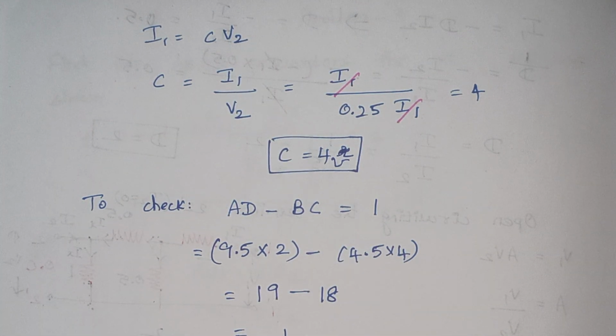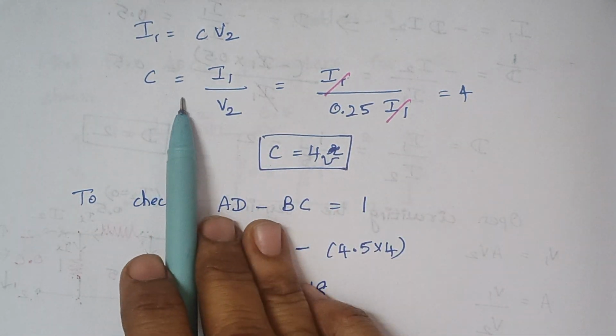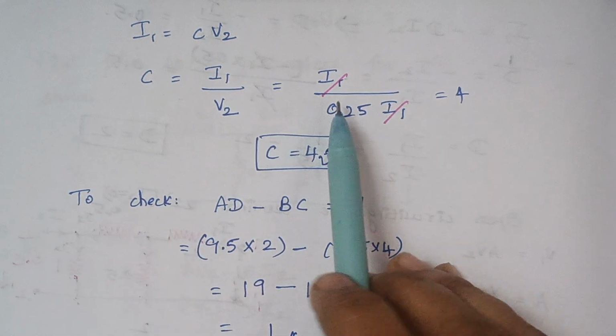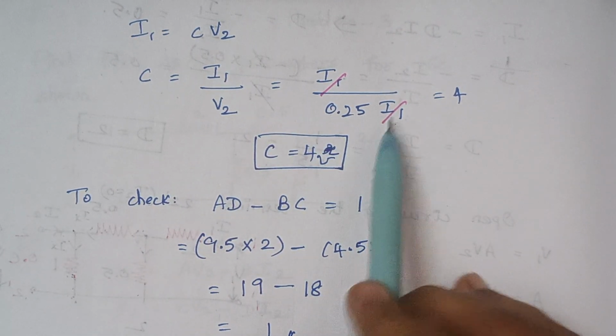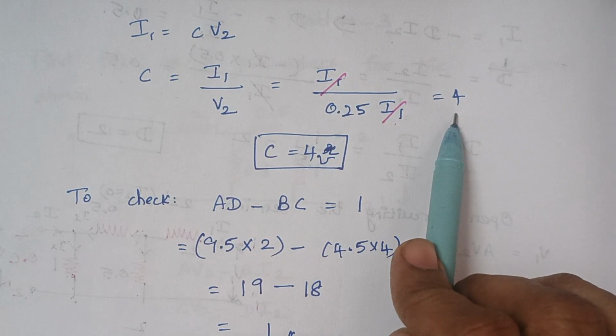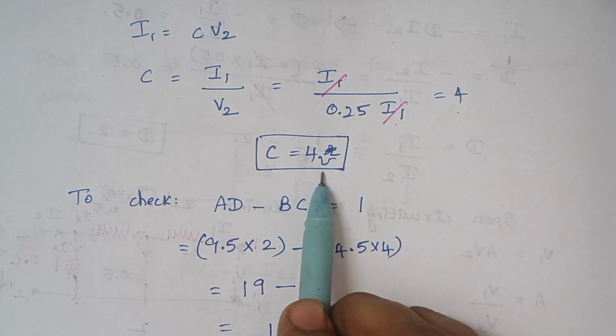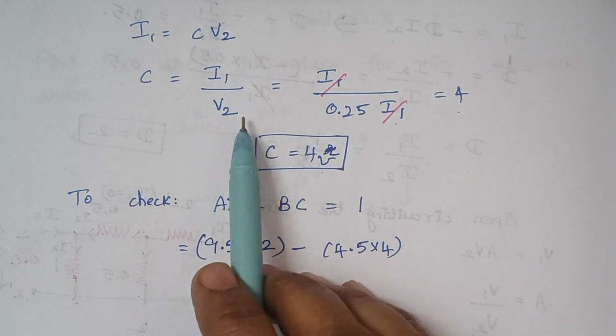Finally, we are going to find the value of C. C is nothing but the ratio of I1 by V2. V2 is nothing but 0.25 I1. So finally, we end up with the answer as 4. And here the value of C is given by 4 mho, because it is the ratio of current to voltage.